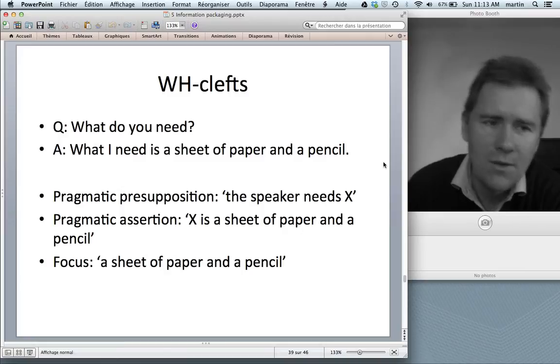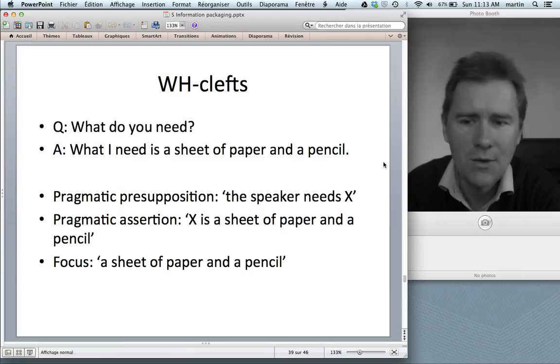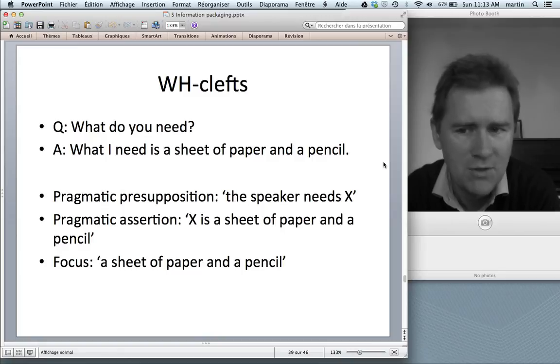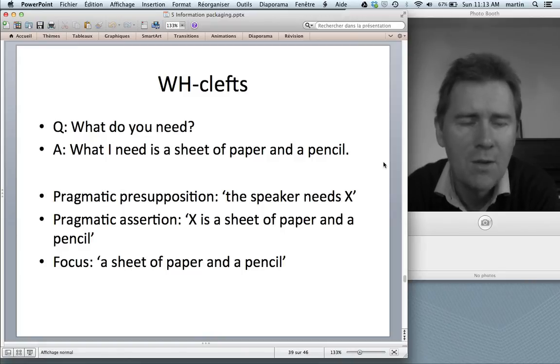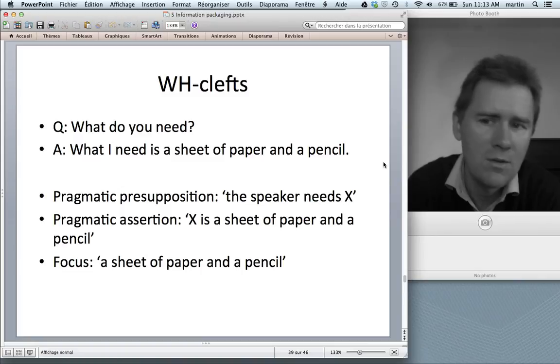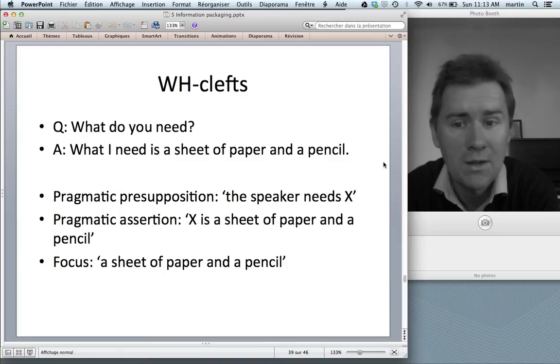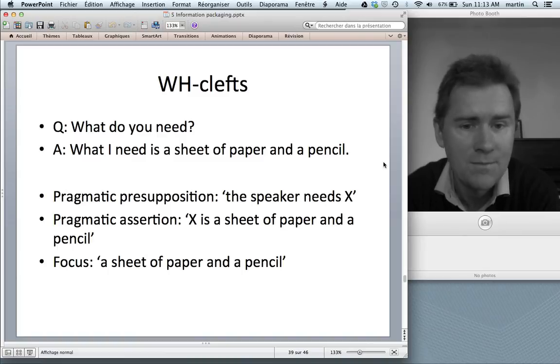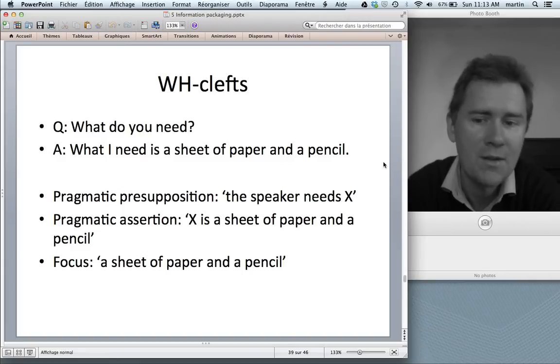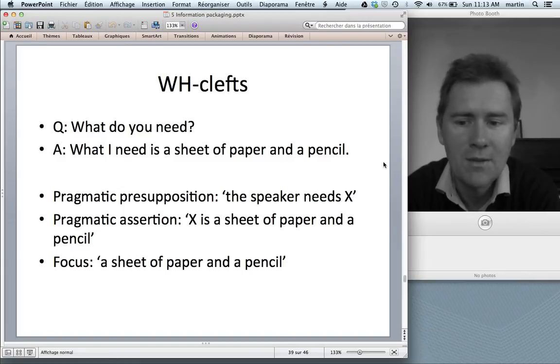WH clefts and also the other clefts can be analyzed in terms of what kind of pragmatic presupposition they have, what kind of pragmatic assertion they have, and what focal element they have. So if there's a question, what do you need? And that question is answered with a WH cleft. What I need is a sheet of paper and a pencil. There is the pragmatic presupposition. The speaker needs something, yeah? And the assertion is that this something is a sheet of paper and a pencil. And the focus is also a sheet of paper and a pencil.